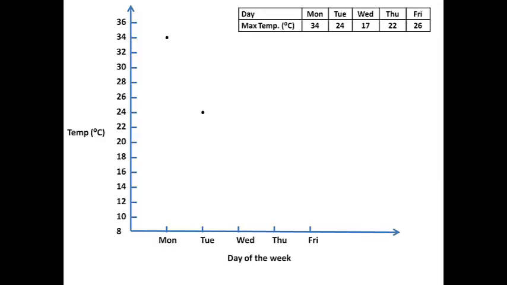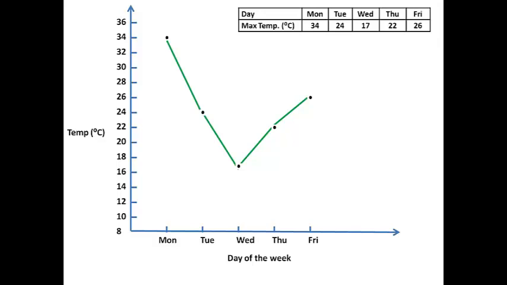Let us continue to do exactly the same for Wednesday, being 17 degrees Celsius, Thursday, 22 degrees Celsius, and Friday, being 26 degrees Celsius. Now all that is left for us to do is to join the points using straight lines. This is our line graph completed.